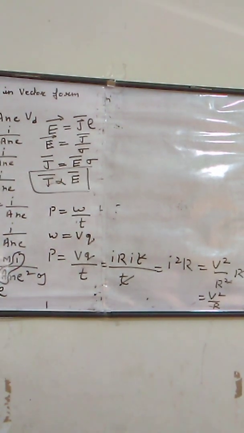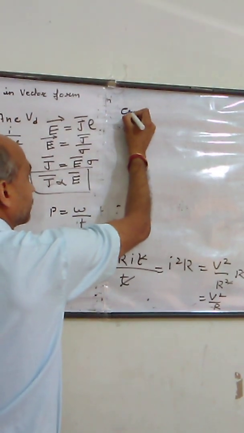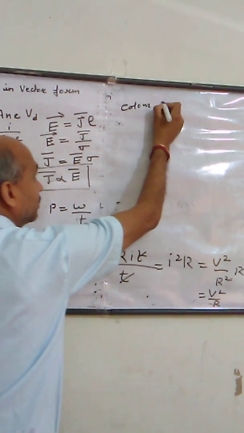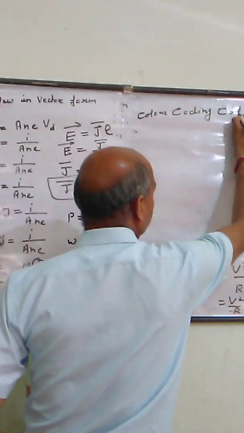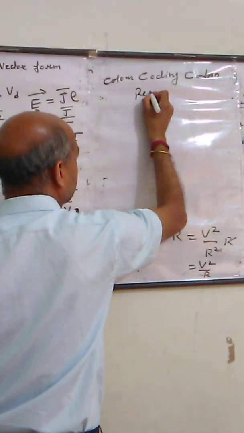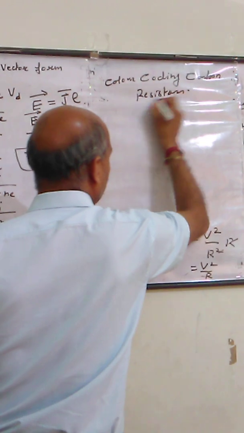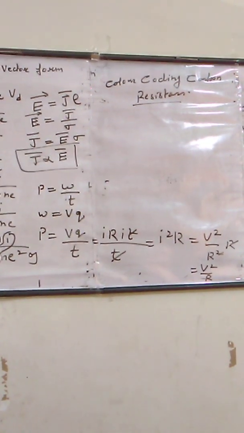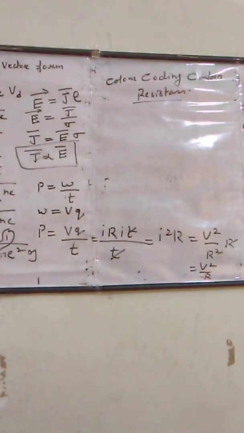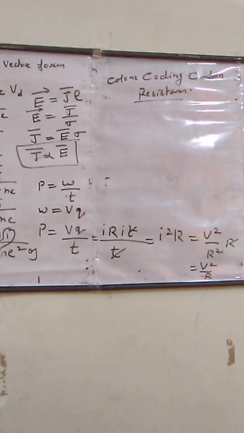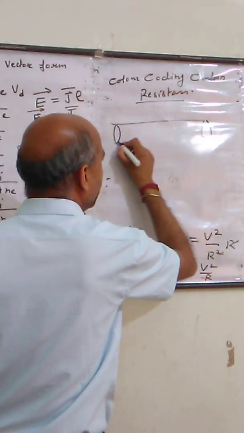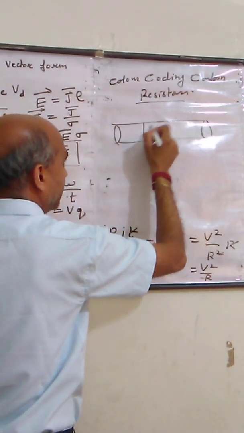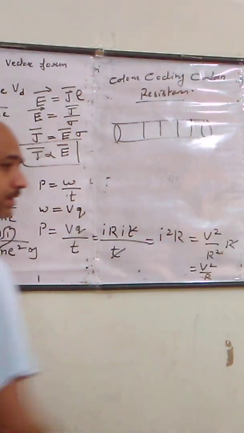Now after this we have one more important topic, that is the color coding of carbon resistors. Color coding for carbon resistors. First of all, let me tell you, suppose this is the carbon resistor. There are 4 bands on it: 1, 2, 3, 4 bands.